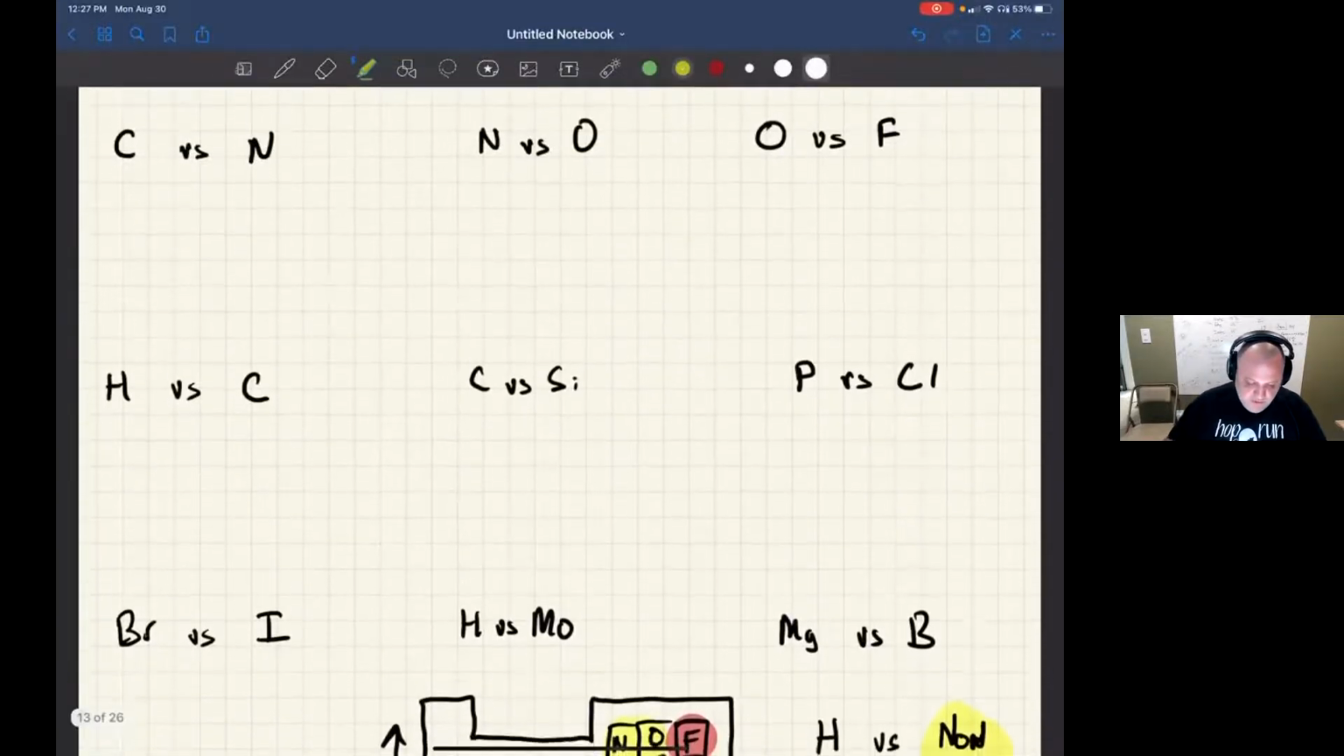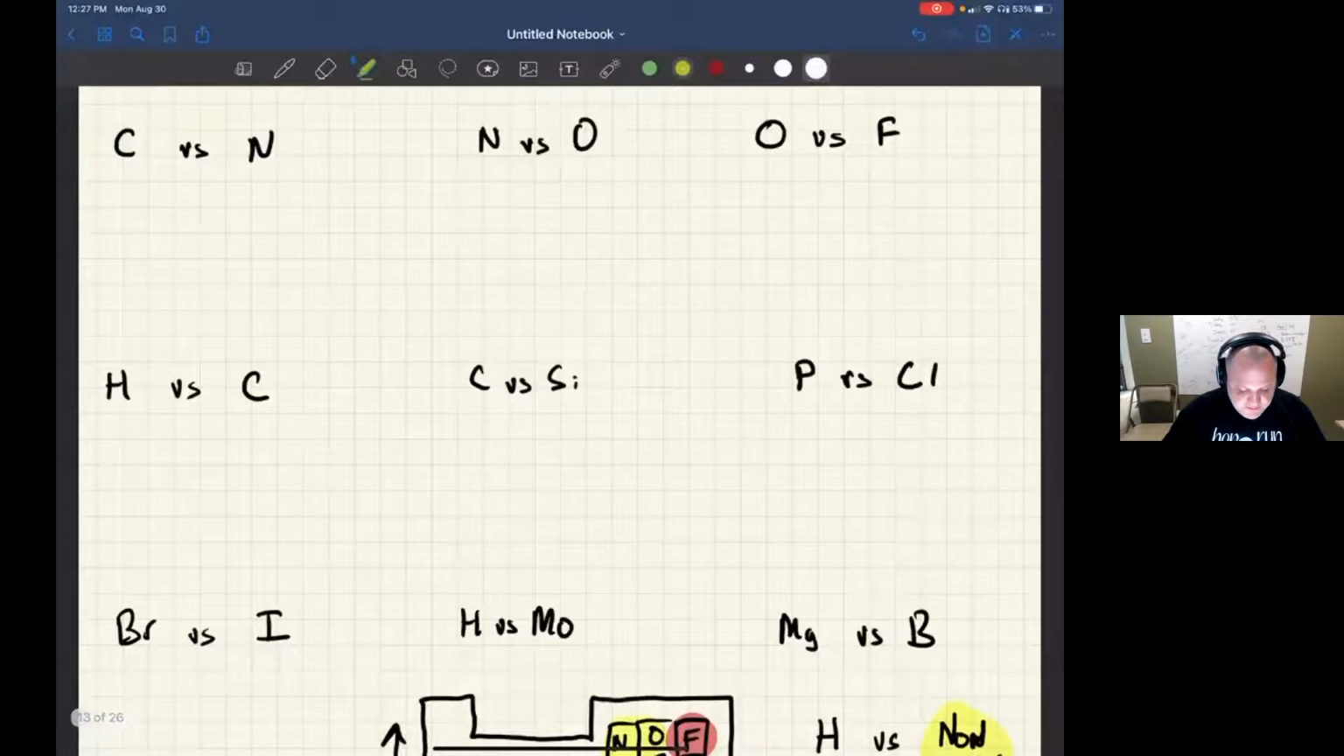Well, we know our periodic trend. So carbon is not as electronegative as nitrogen. Carbon is to the left of nitrogen, so it's less electronegative. Again, oxygen is more electronegative than nitrogen because oxygen is to the right of nitrogen. Fluorine is more electronegative than that. Fluorine is the most electronegative atom.